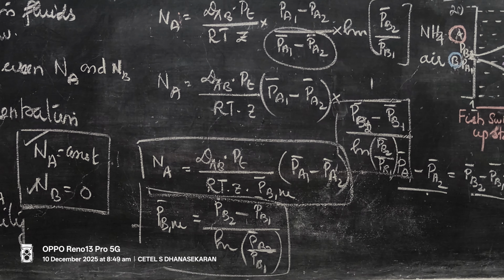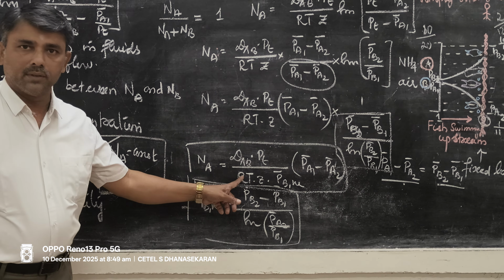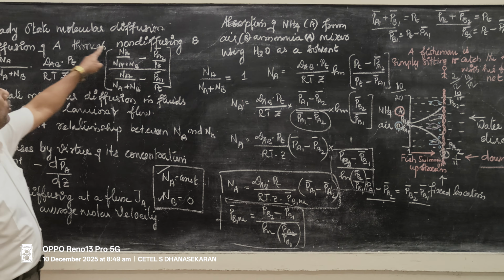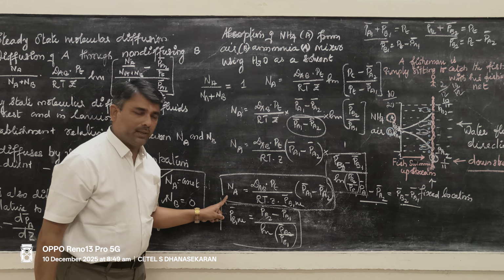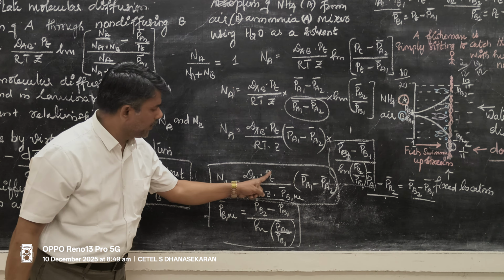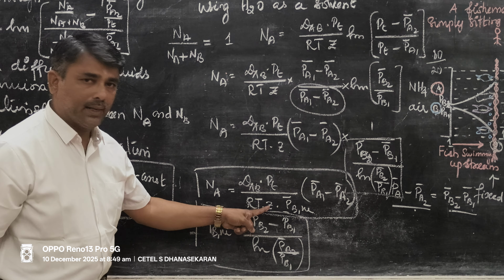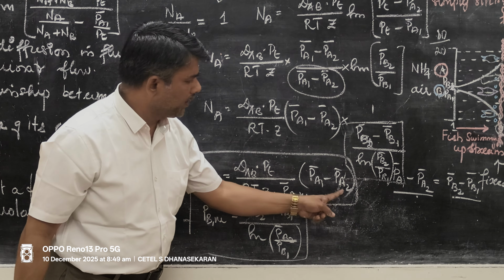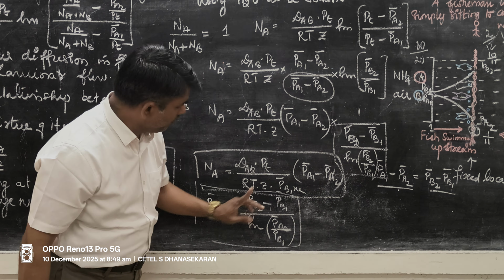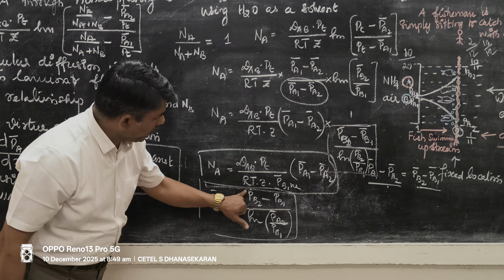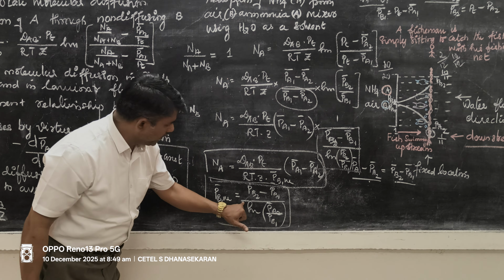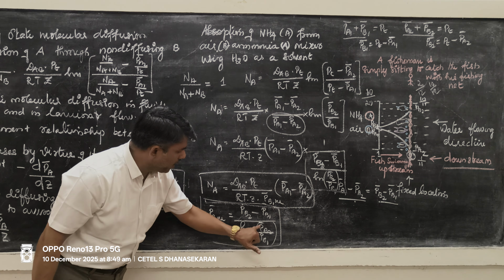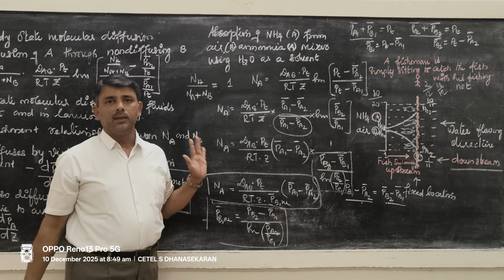See, this is the flux or rate equation for diffusion of A through non-diffusing B. The equation is NA is equal to DAB PT divided by RTz into PB mean bar into PA1 bar minus PA2 bar, where PB mean bar is equal to PB2 bar minus PB1 bar divided by natural logarithmic value of PB2 bar divided by PB1 bar. That's all. Thank you.